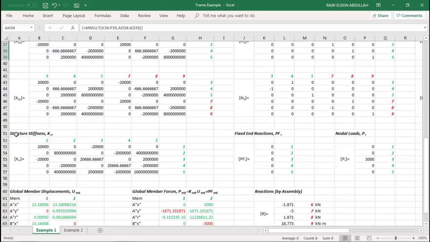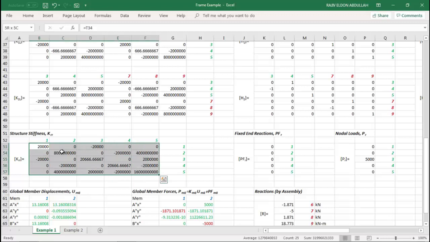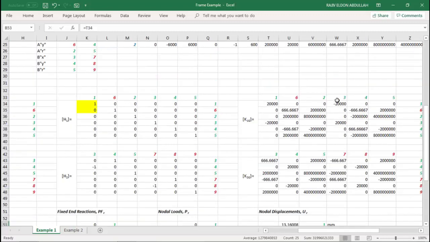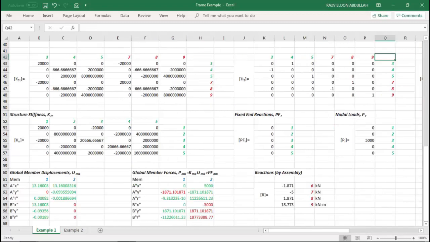Now you need to assemble the structure stiffness matrix KRR because you will be needing this. The size would be R by R. So since we have 5 relative degrees of freedom, the size would be 5 by 5. So again, you assemble this from your KMG. Okay, you need to add all of the corresponding stiffnesses based on the destinations. Okay, so you know how to do that already.